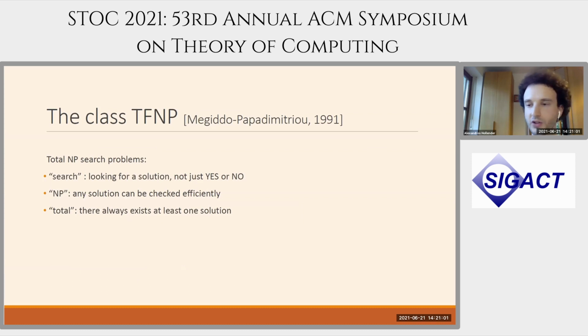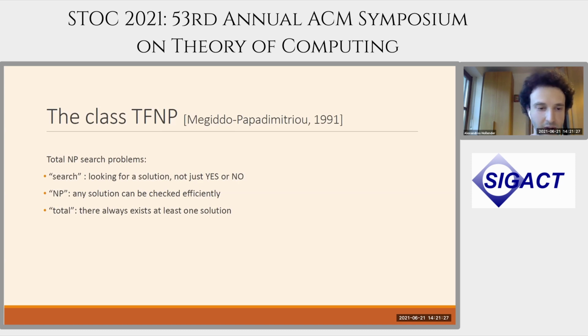First of all, they are search problems. Namely, we're looking for a solution, not just a yes/no answer, so it's not a decision problem. Then they are NP search problems, which means that if I give you a candidate solution, you can verify in polynomial time if it is indeed a solution or not. And finally, they are total, which is perhaps the most important property. Namely, for any instance, there always exists at least one solution.